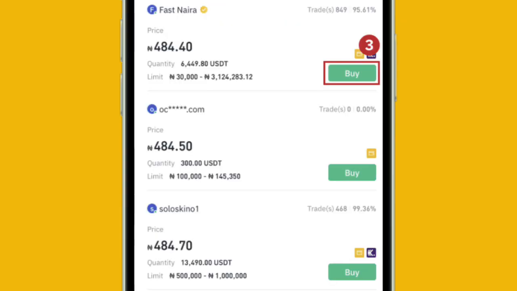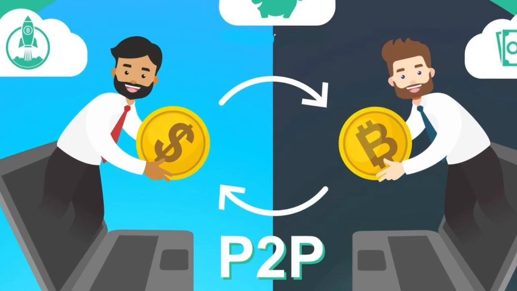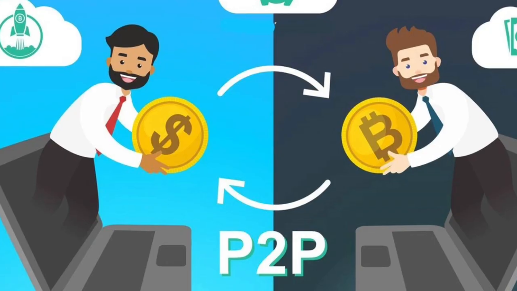Look for merchants with a yellow verification tick and a completion rate above 98% to ensure you are dealing with a fast and reliable professional. Enter the specific amount you wish to purchase and tap Buy to trigger the escrow system, which instantly locks the seller's crypto so it cannot be moved until the trade is finished.